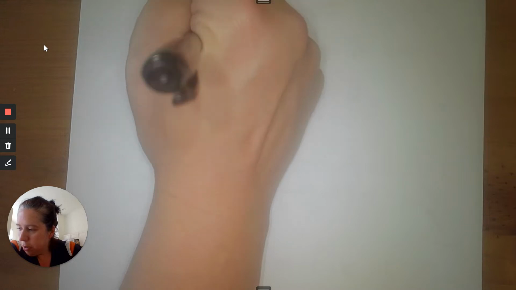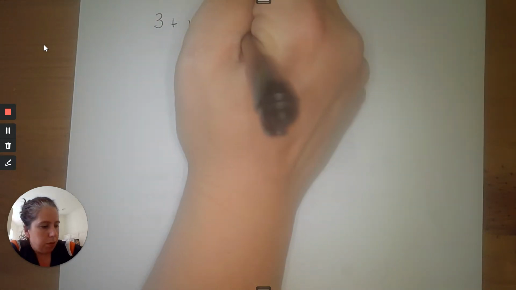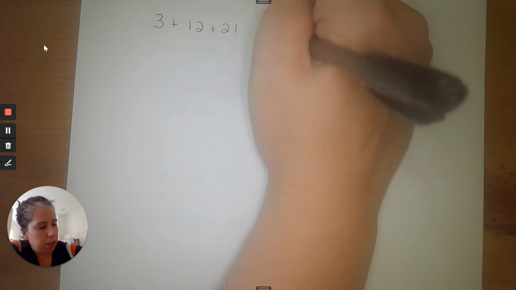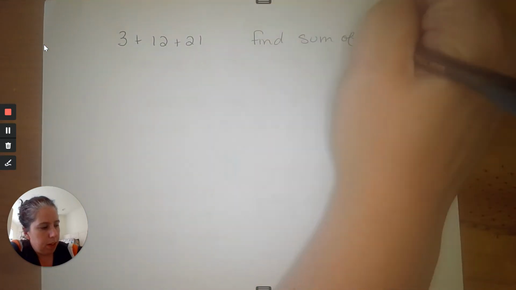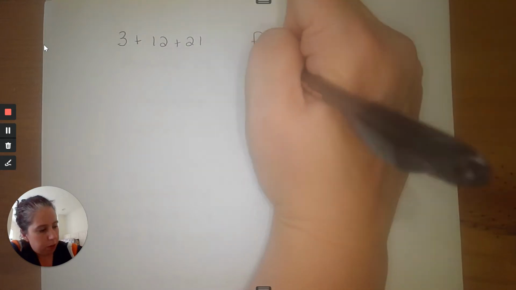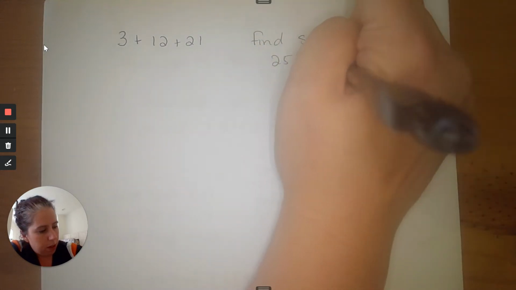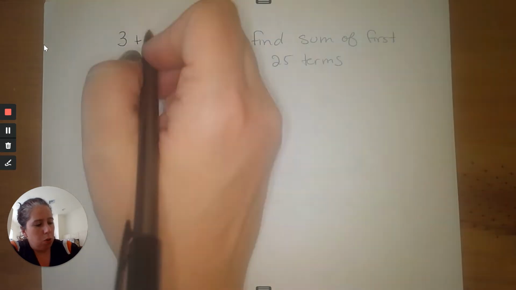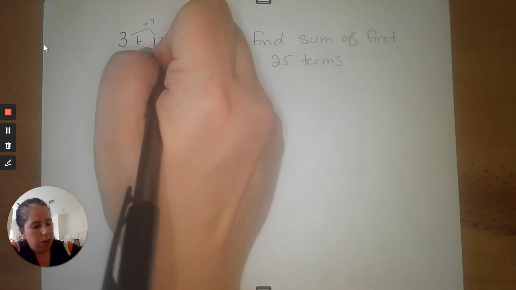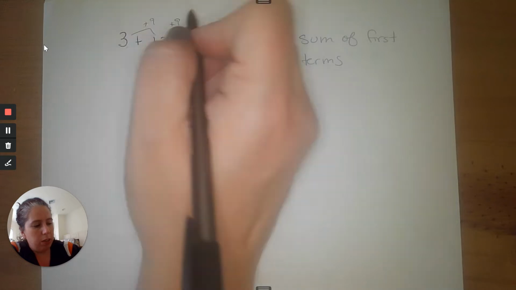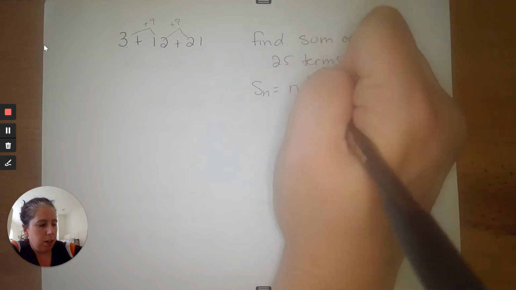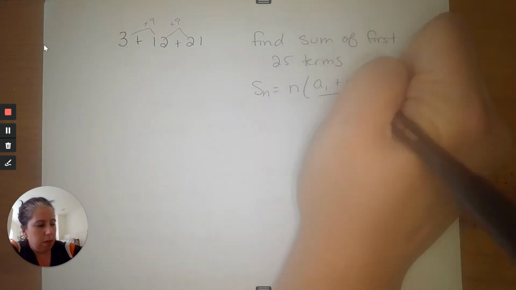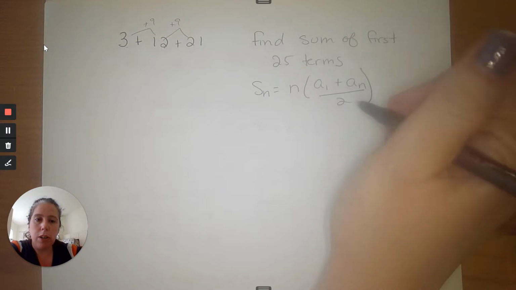Okay, so you've got 3 plus 12 plus 21, right? And it's going to ask you to find the sum of the first, we're going to go 25 terms on this one. From 3 to 12, that's plus 9, right? From 12 to 21 is plus 9, right? So this is arithmetic. So your sum formula is going to be n times (a1 plus an) divided by 2. That's the formula I need to use.